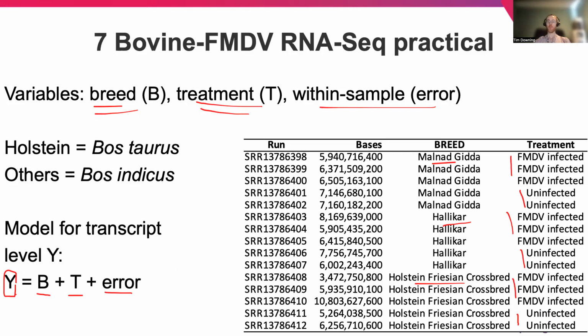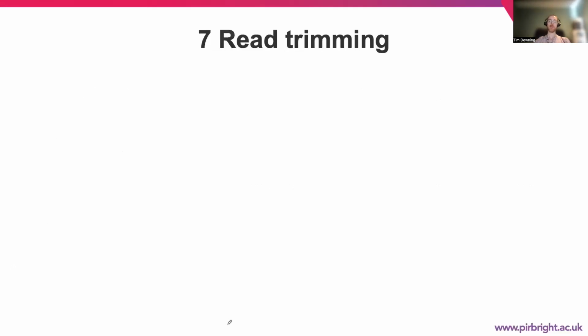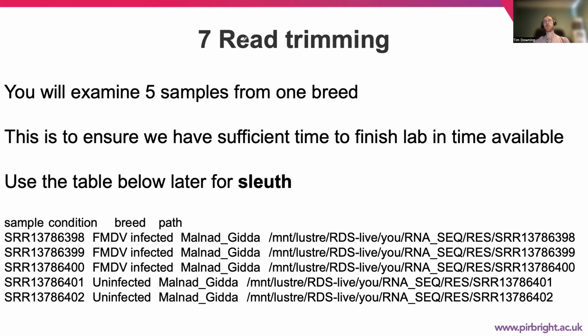So the suggestion for this practical is that you might examine 5 samples for one breed, because analyzing 15 might be a lot. This is so you have enough time to finish the lab, because dealing with the size of these samples will take a little bit of time. First, we'll quantify them with Kallisto, and then we'll assess the expression levels with Sleuth.